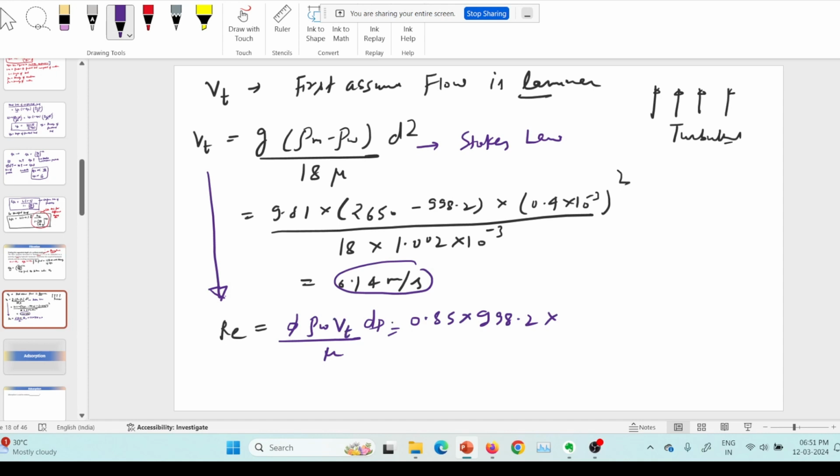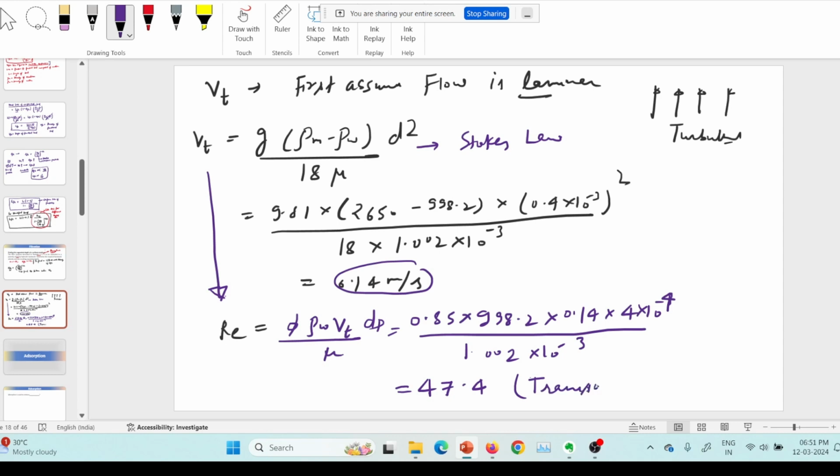Rho V D will be 0.14 into 4 into 10 to the power minus 4. It will be this much divided by mu, which is 1.002 into 10 to the power minus 3. So the Reynolds number will come out as 47.4. So this is not laminar, it is transitional flow.